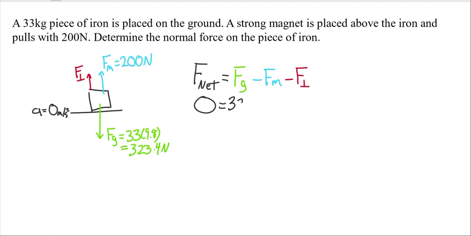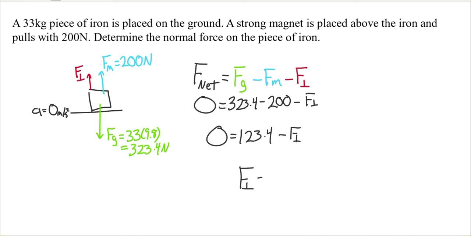We have 323.4 minus our magnetic force, 200, minus our unknown normal force. So I'm going to bring these two numbers together. 323.4 minus 200 would be 123.4. And how do I make that 0? Well, if 123.4 minus a number equals 0, then that number has to be 123.4.